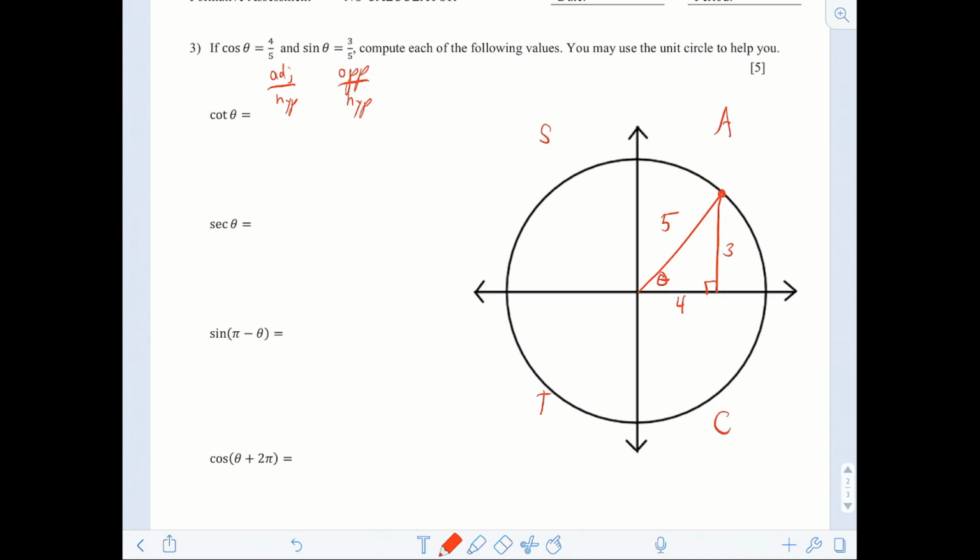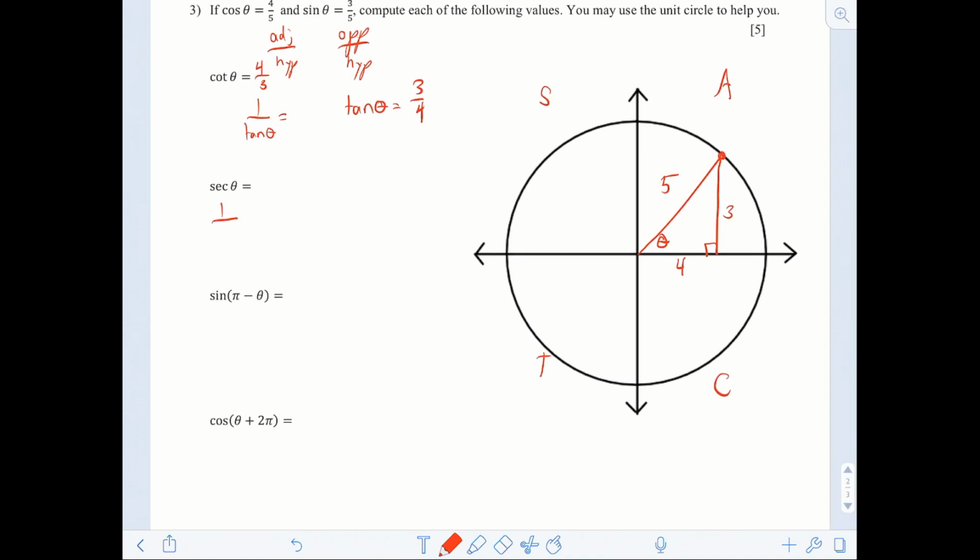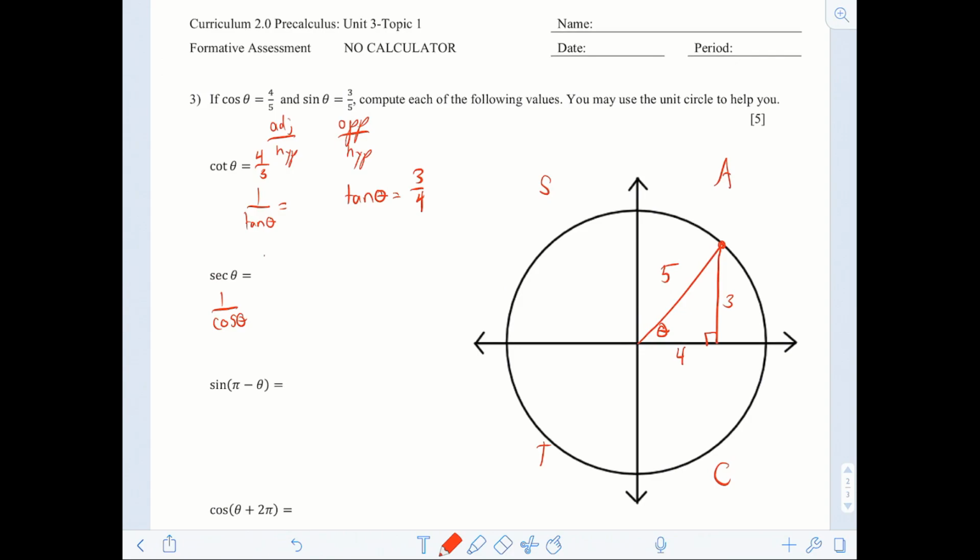Now, cotangent, this goes by multiple different names, but more specifically it is 1 over tangent, or the reciprocal of tangent of theta. So tangent of theta is going to be the opposite over adjacent, so that's going to be 3 over 4. The cotangent is going to be 4 over 3. Okay, secant is another way of saying 1 over cosine of theta in this example. So just the reciprocal of cosine, so that's going to be 5/4.